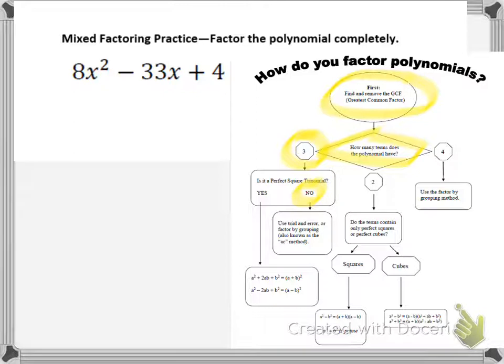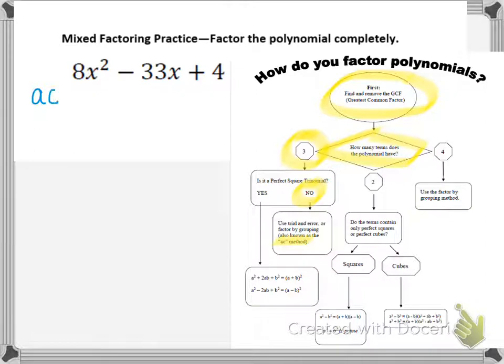The reason I know it's not a perfect square trinomial is because my lead coefficient's 8, and 8 is not a perfect square. Even though the last term is a 4, and that is a perfect square, the first term is not. So I can go on and safely say it's not a perfect square trinomial. So I'm going to use the AC method to factor this basic trinomial.